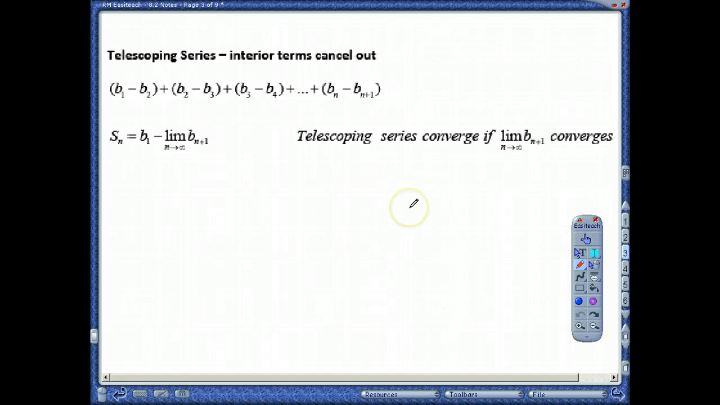All right, so the first series we're going to learn is the telescoping series. What this is, it telescopes out, and you'll notice that we have those interior terms, minus, plus, those are going to cancel each other out. The b sub 3 is going to cancel with the b sub 3, the b sub 4 with the b sub 4, the b sub n with the b sub n. So what we're literally going to be left with is that first term and then that nth term. So this series is going to converge if this nth term converges.